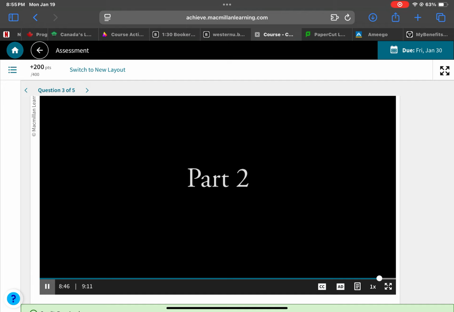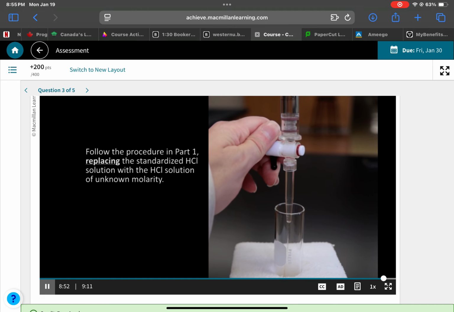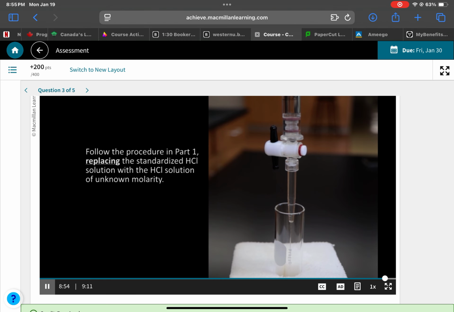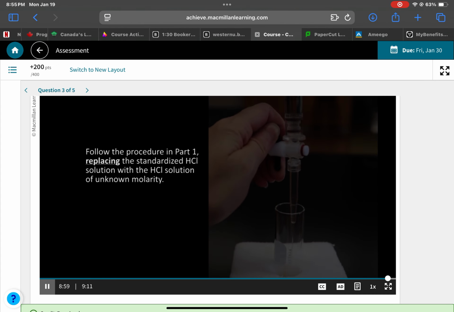In part 2 of this experiment, the molarity of a strong acid will be determined. For part 2, the same procedure will be used as in part 1. However, the standardized hydrochloric acid will be replaced with a hydrochloric acid solution of unknown molarity.